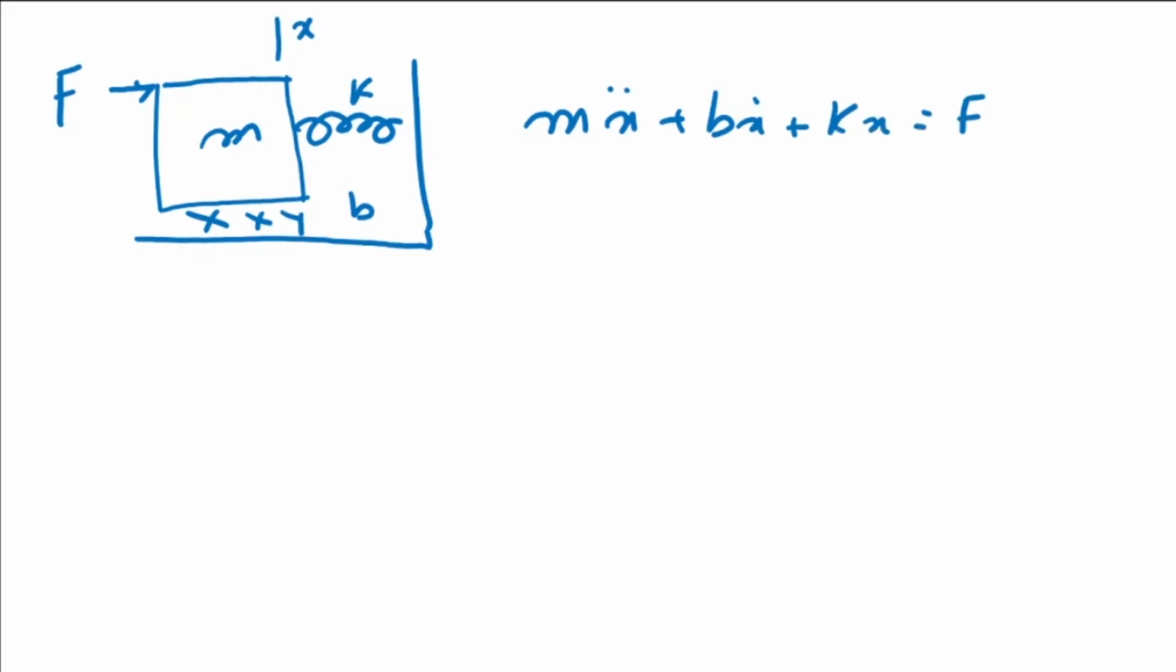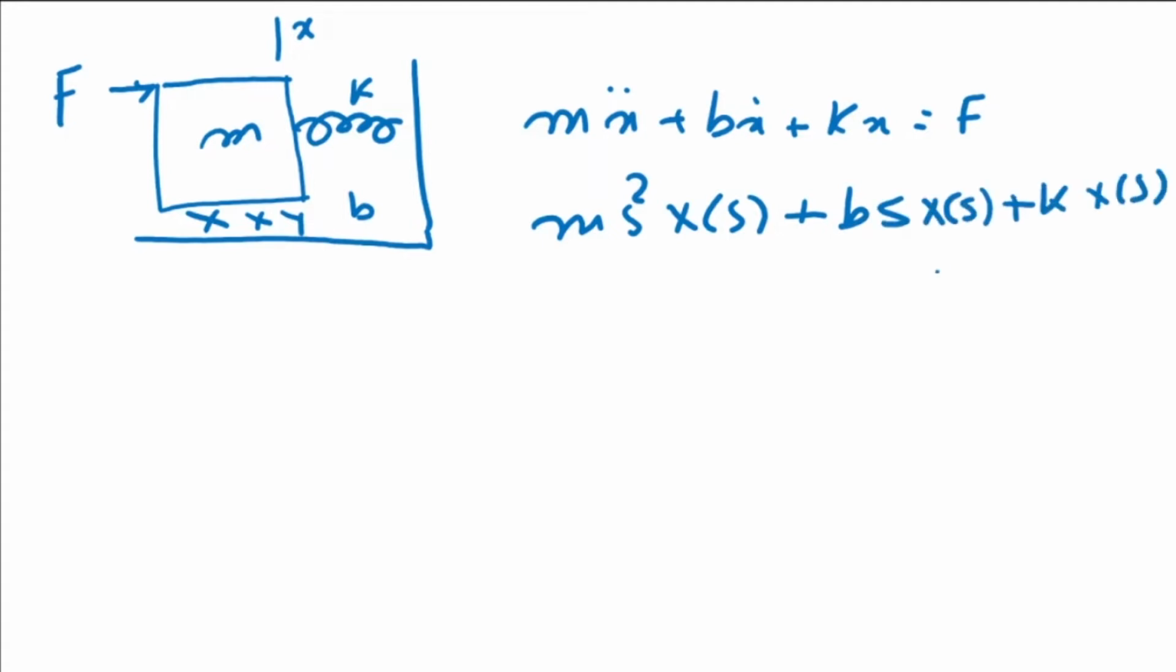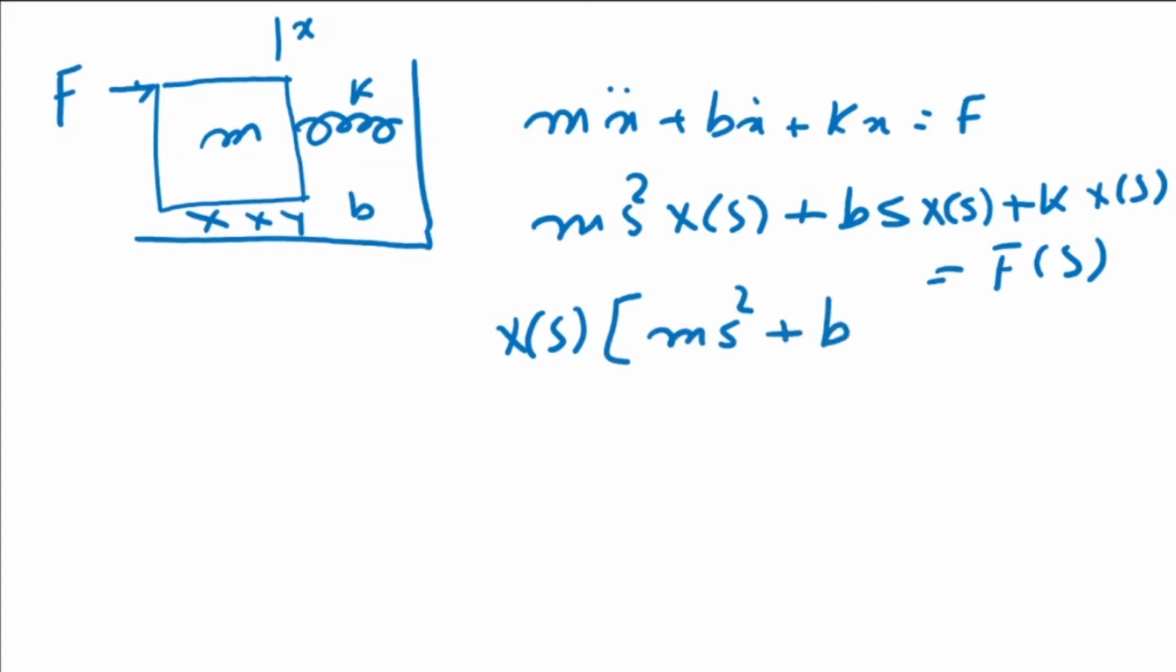is equal to F. And if I take the Laplace transform of that, it becomes m s squared X(s) plus b s X(s) plus k X(s) is equal to F(s). From here, if I take my X(s) common, then what we get inside the brackets is m s squared plus b s plus k, times X(s), is equal to F(s).